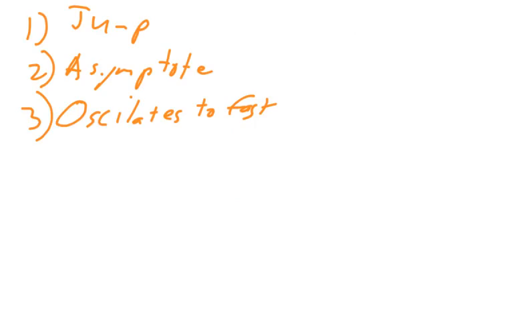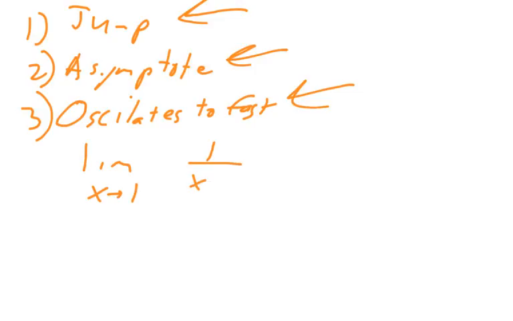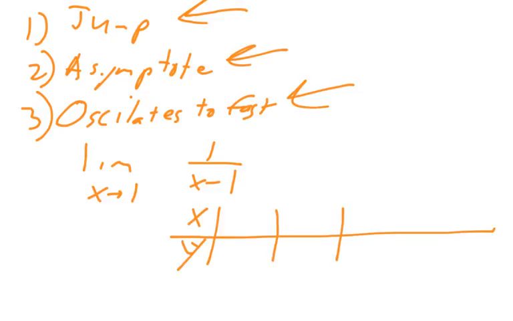Alright, so there were 3 different ways in class that we found out that limits don't exist: if there's a jump in the graph, if there's an asymptote, or if it oscillates too fast. And basically when we're looking at a table, let's do the limit as x approaches 1 of 1 over x minus 1. We'll take a look at this in the table, and as long as you can tell what's going on, you should be okay.